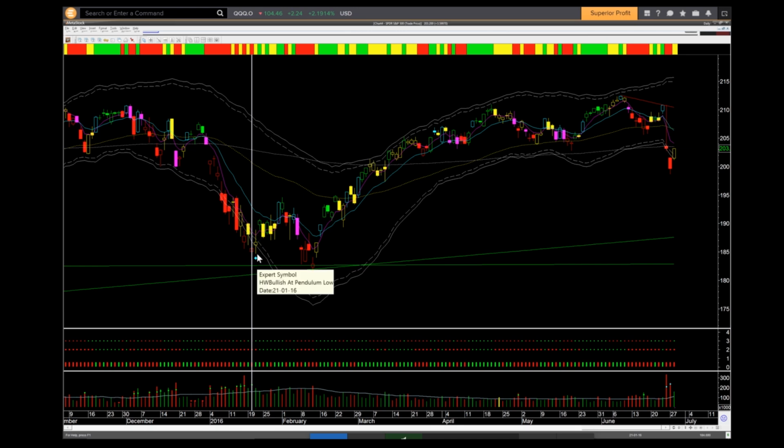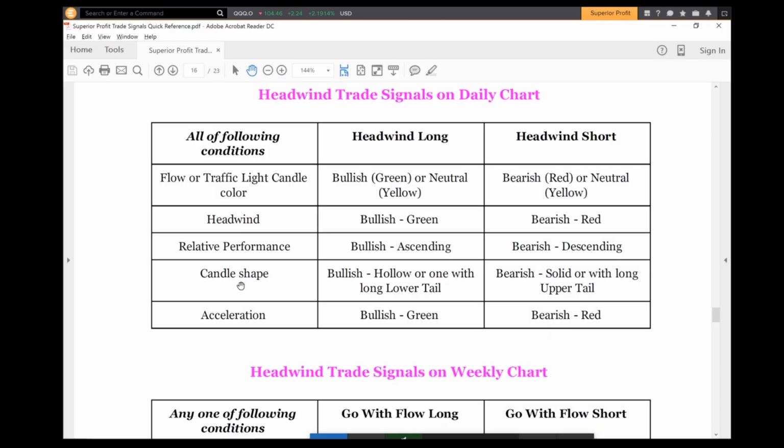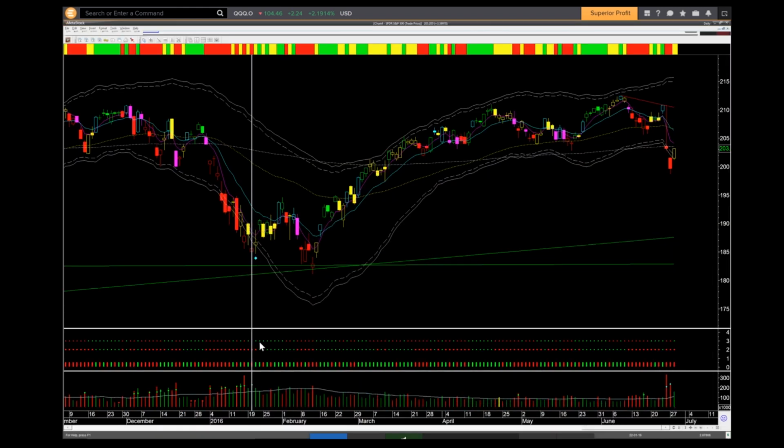It did close higher relative to last day, but with a small body and very long tail on either side. So in the big book, we have 80+ pages. We say this is an indecisive candle. So the criteria that the candle shape is bullish, hollow, or with long lower tail, that is not fulfilled. The last criteria is acceleration should be bullish or green. As of that day, yes, acceleration turned green. So all the criteria are met except one. Now, as I said, the criteria in the book are a bit conservative.